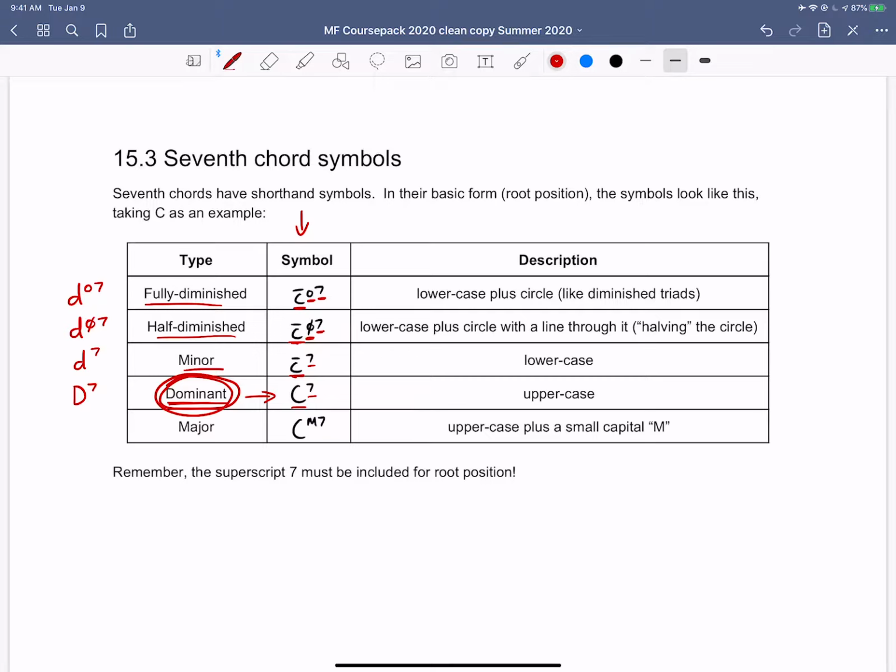Now, the final one, the major seventh chord, doesn't happen as frequently as the dominant seventh chord, so it gets a little bit more of a complicated symbol. It gets the capital letter, and it also gets a superscript capital M along with the superscript 7. It's just emphasizing that that's a major seventh chord as opposed to a dominant. So if I were to write it with a D, capital D, superscript M, superscript 7.